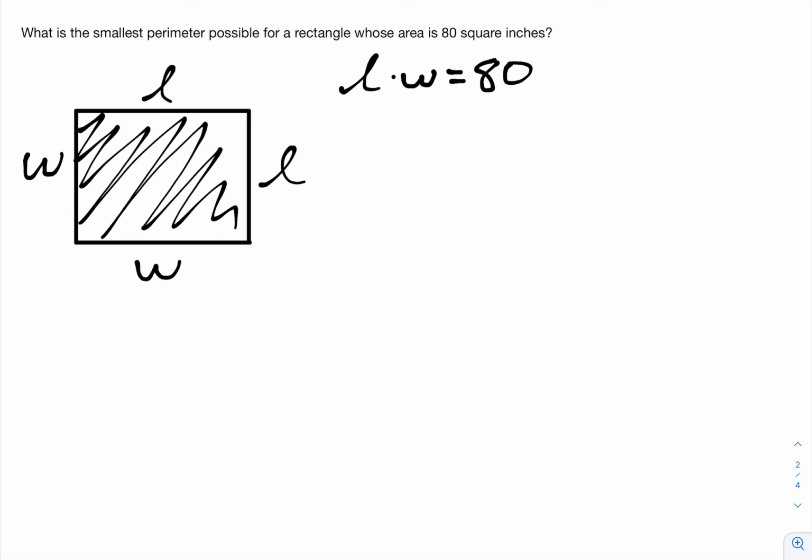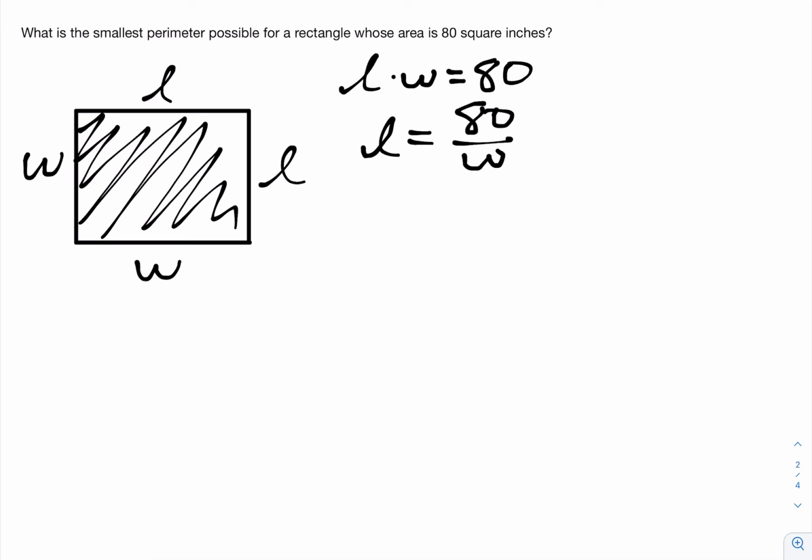And in the last question, we also went over that we have to get this equation in terms of one variable on one side and one variable on the other side. So let's solve for L. We're going to get the same answer either way, but let's say L equals, we're going to divide by W on both sides. Okay.